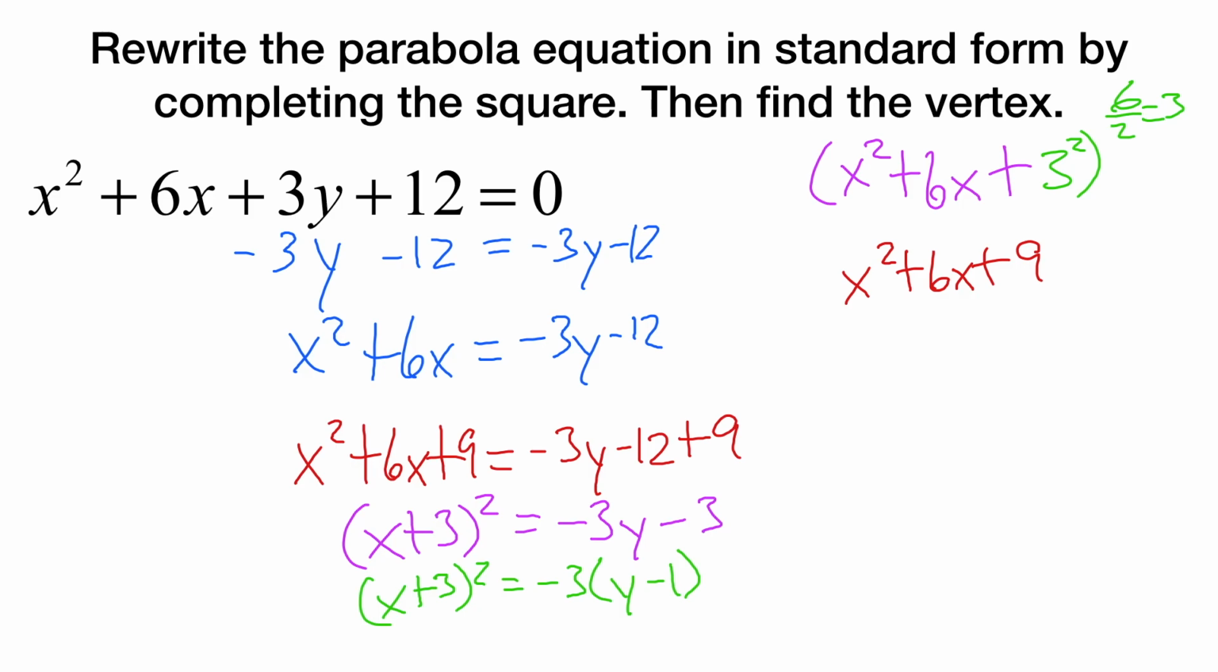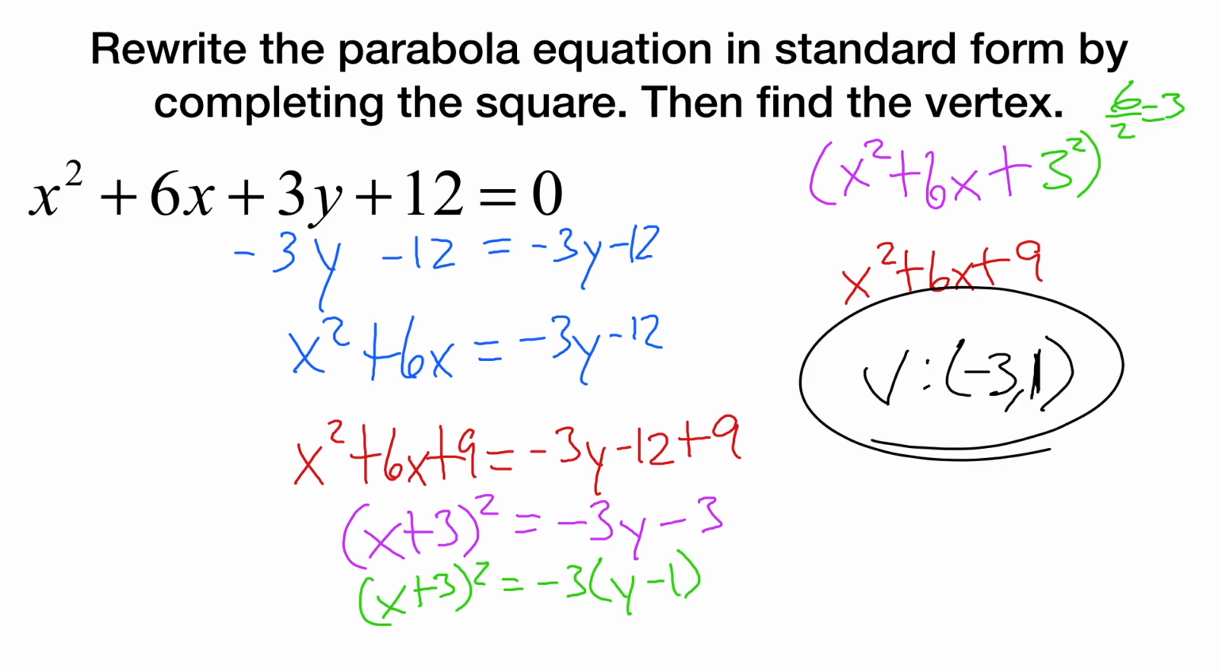So now that we've rewritten this in standard form by completing the square, I can say that our vertex would end up being, let's see, x plus 3 means that our vertex would be at negative 3, and y minus 1 means our y value would be positive 1. And that would be our vertex right there.